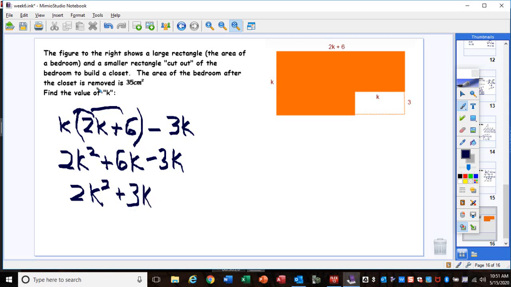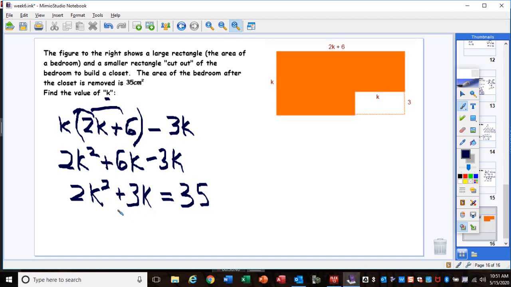Okay, now it says, remember, once it's removed, when you subtract it, it's removed now. So this is the area of just the orange is equal to 35. Don't worry about the centimeters. 35. Great practical problem. Now, solve for k. Find the value of k. Well, we can do that by factoring.